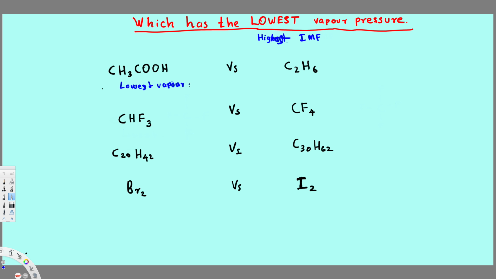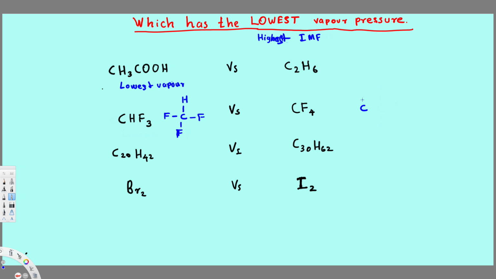Let's look at the next one, CHF3 and CF4. You can look at CHF3 and say hydrogen bond with fluorine, there's a hydrogen bond, right? But it's not true. If you draw the diagram, you will see that hydrogen is not directly connected with the fluorine. All of them are connected with the carbon. So there's no hydrogen bonding, so we can't determine it with hydrogen bonding. But let's draw the diagram of this CF4 and see what happens.